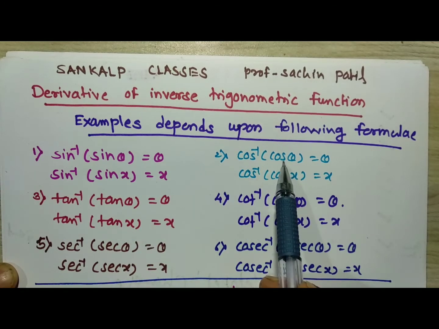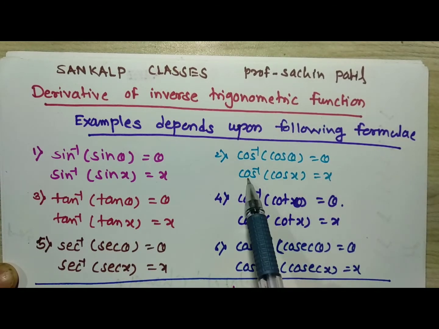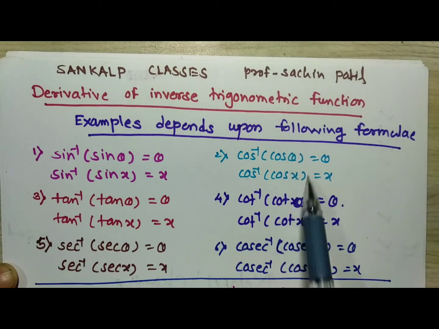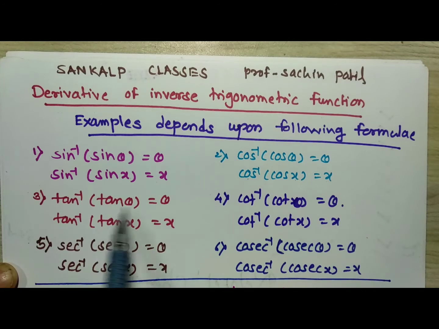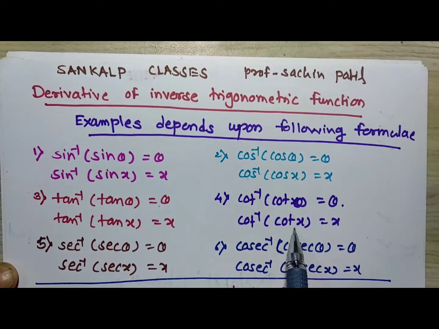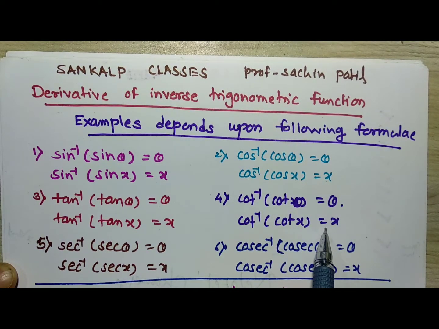Cos inverse cos theta is equal to theta. That means cos inverse cos x, where theta is replaced by x, you will get x. Tan inverse tan theta is equal to theta. That means tan inverse tan x is equal to x. And cot inverse cot x is equal to x.